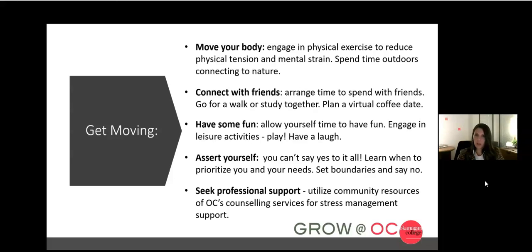So, moving our body, engaging in physical exercise. There's so much research around when we engage in physical exercise, it releases those dopamine and serotonin hormones in our brain. So connect with friends, arrange time to go for a walk or have a coffee date, a virtual coffee date. Have fun. Yeah. As students, how much time do you allow yourself to have fun?